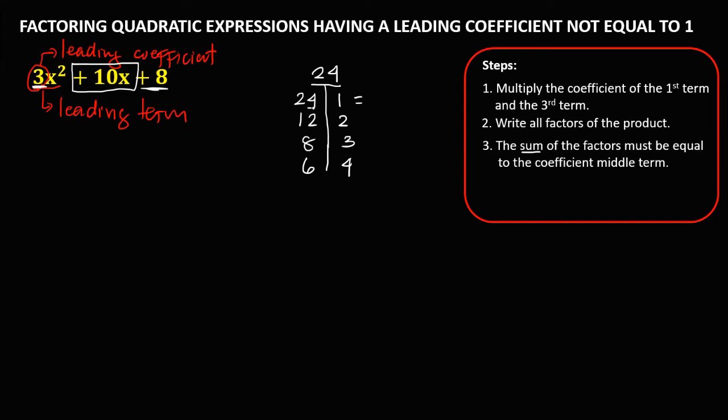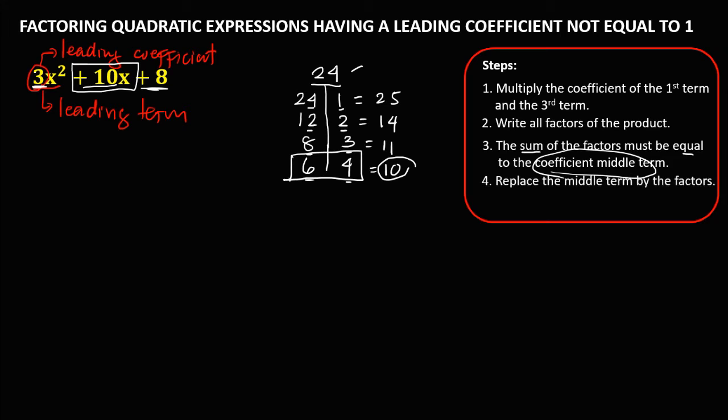So we have 24 plus 1, that's 25. 12 plus 2, this one is 14. 8 plus 3, this one is 11. And 6 plus 4, this one is 10. Since the sum must be equal to the coefficient of the middle term, and the coefficient of the middle term is positive 10, therefore, the factors of positive 24 are 6 times 4.